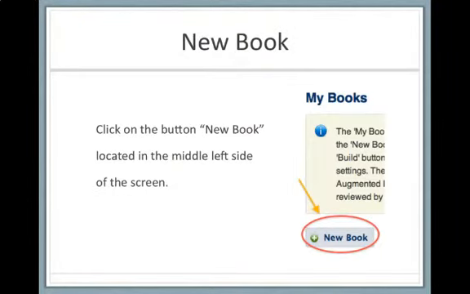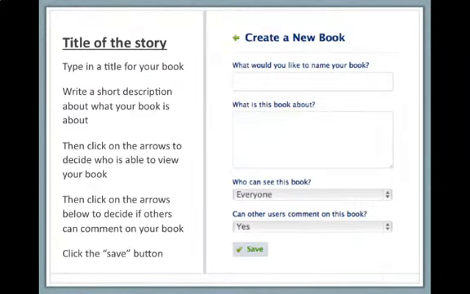Now we're going to create a new book. Click on the button New Book located in the middle left side of the screen. Go ahead and type in a title for your book. Then write a short description about what your book is about. Then click on the arrows to decide who is able to view your book. And then click on the arrows below to decide if others can comment on your book. Then click the Save button.